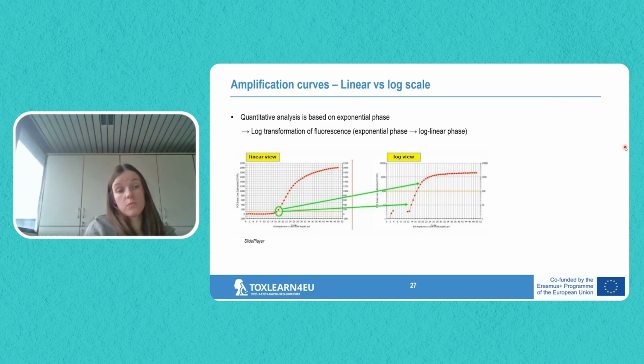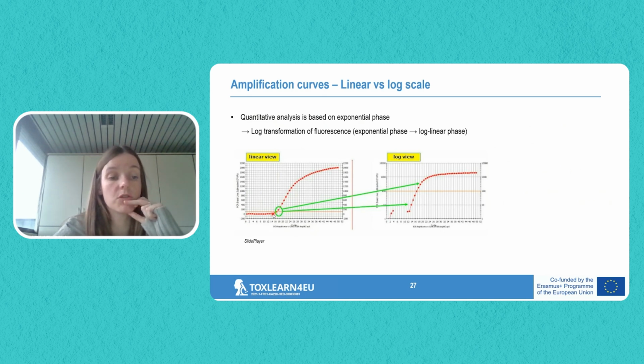Now, when in the end of our analysis, we want to quantify the expression of our gene of interest, and we want to compare it between different samples, we want to base this analysis on the exponential phase. So the phase that I showed you in the previous slide, where the amount of product doubles with each cycle. And here you can again see an example of an amplification curve with on the x-axis the number of cycles, on the y-axis the fluorescence intensity. And then this part here that's circled in green is this exponential phase. But as you can see, it's only a relatively short part of this figure.